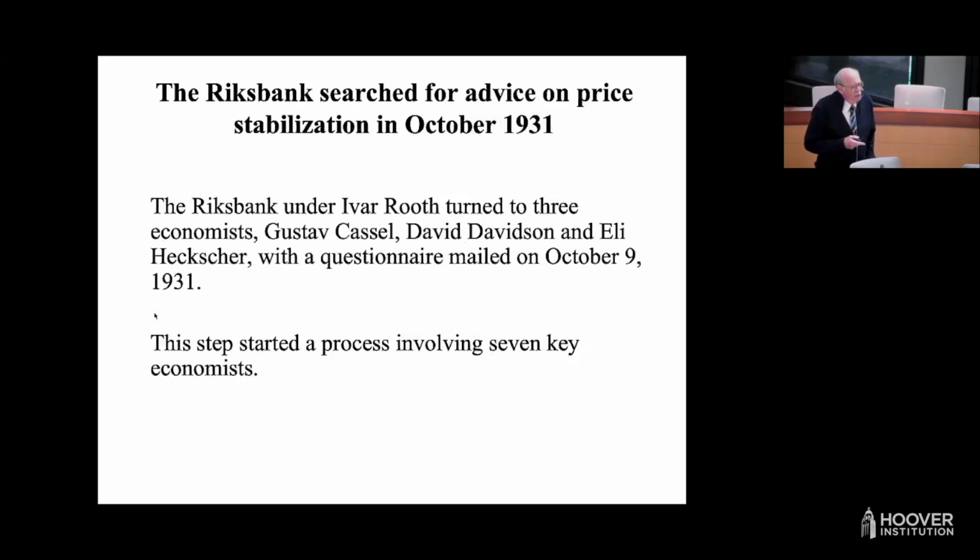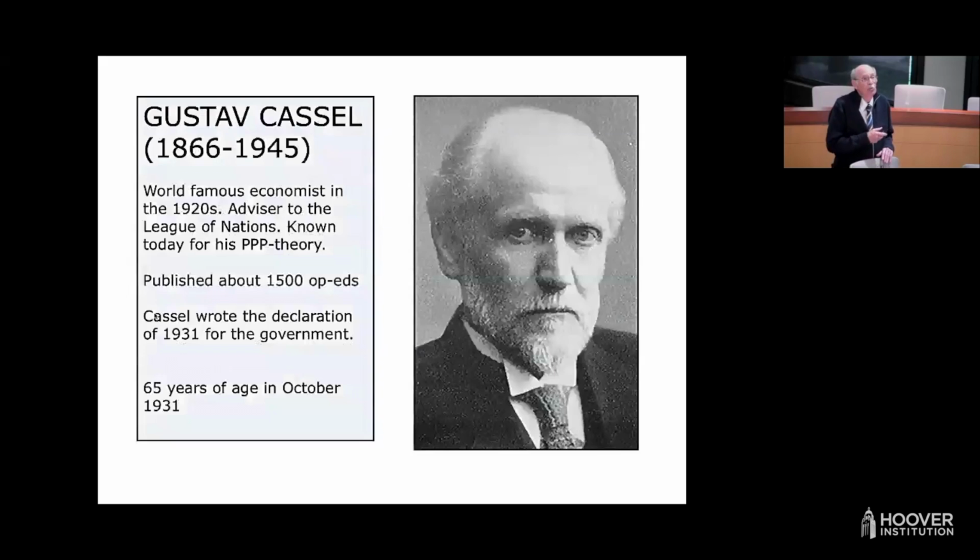And the Riksbank was uncertain. How do we carry out this monetary program? So they contacted three economists, Gustav Cassel, Davidson, and Eli Heckscher, with a questionnaire mailed on October 9, 1931. This questionnaire started a process involving seven key economists, and I'm going to introduce them to you.